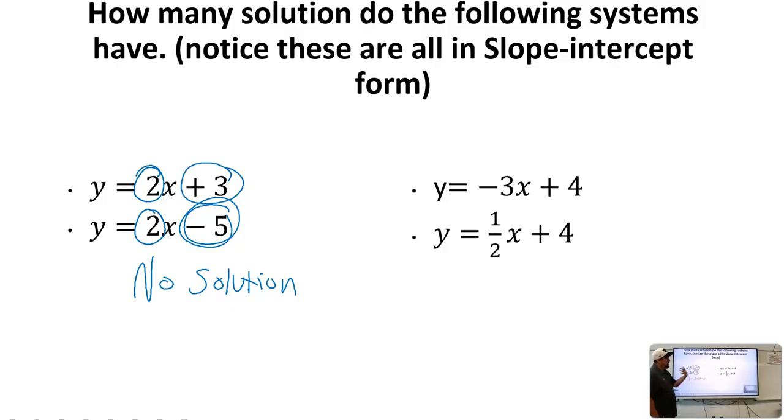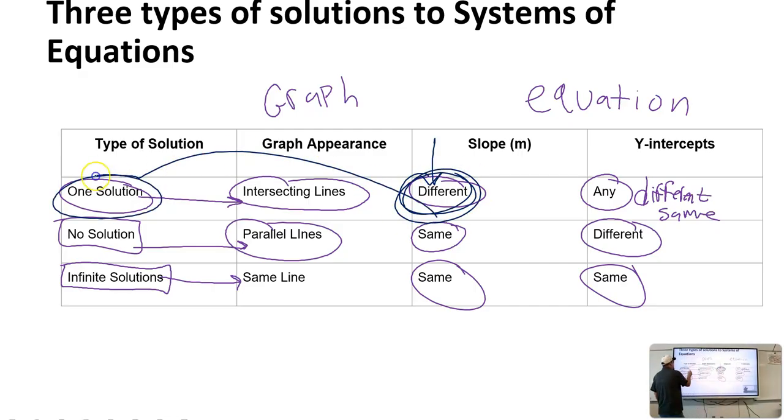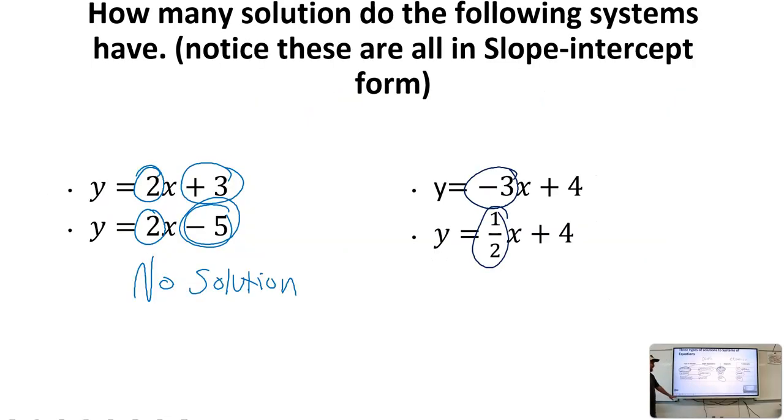Okay, let's take a look at this next one. All right, so compare the slopes first. So we have a -3 to a 1/2. These are different slopes. If you come back here, if the slope is different, what does that mean? That means we are going to get at least one solution. Okay, so here I'm going to say we're going to have one solution. I said at least one solution. I didn't mean that. It's going to be exactly one solution.